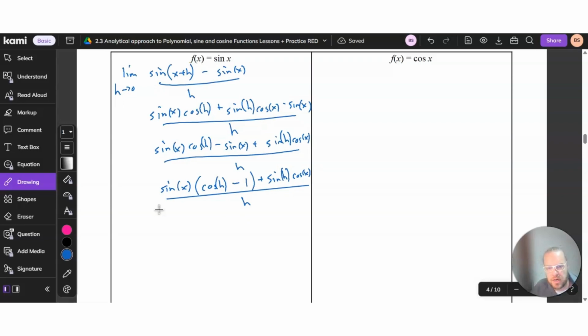Actually, that didn't quite work here because this isn't quite the identity that I need. So let's actually pull out a negative one here. So that's going to be negative sine x times 1 minus cosine of h. I'm just flipping the signs, right?